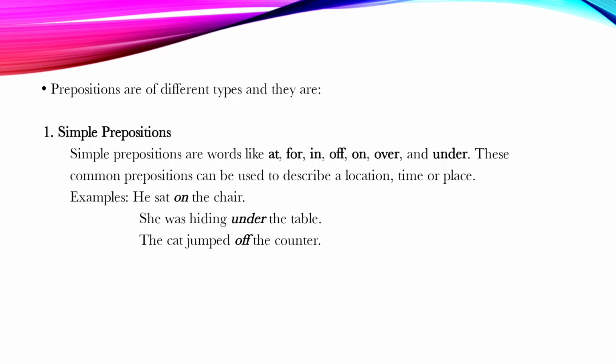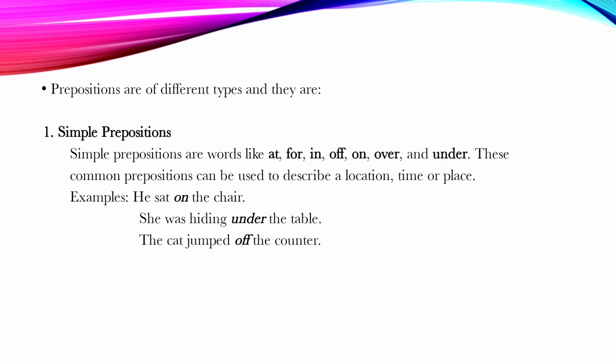Moving on to the next topic, prepositions are of different types. The first type is simple prepositions. Now let's look at what a simple preposition is. Simple prepositions are words like at, for, in, of, on, over and under. These common prepositions can be used to describe a location, time or place. The simple prepositions are the words that we use most commonly.